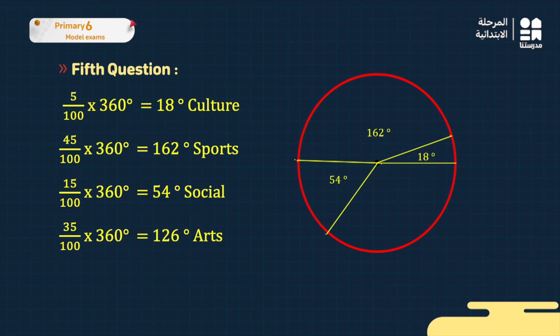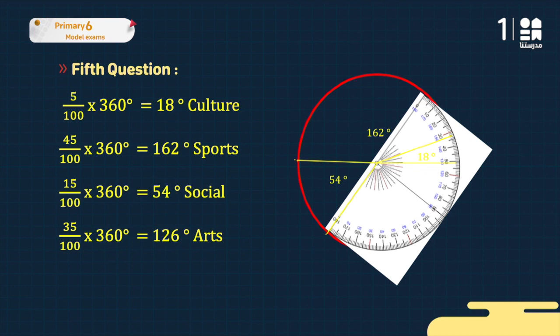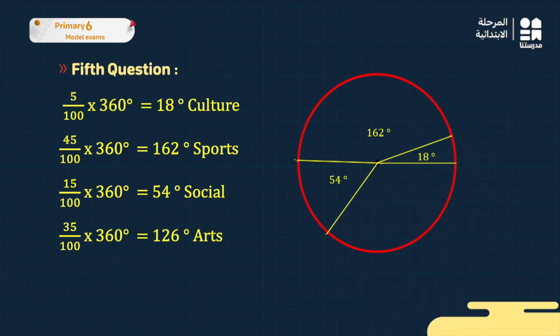The last angle is supposed to be equal to 126. If you put your protractor and find that you have 126 degrees, then your answer is right. Here I have 2 degrees more than 126. That's okay, I will accept it. It's the right answer, so it will be 126. This is my last angle. So I finished drawing my circle.